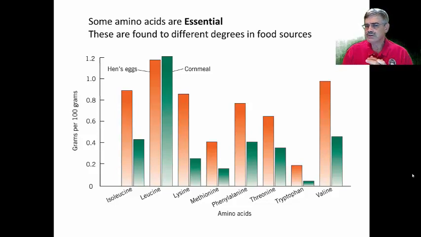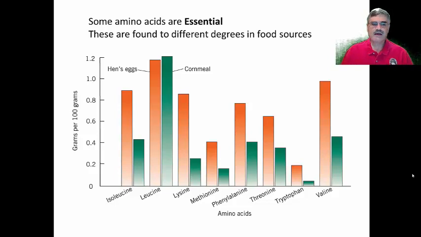Now, by essential, we mean that we must have them in our diets. We must have them because we cannot synthesize them ourselves. About half, actually 9 out of the 20, of the amino acids are essential. We can make the others from scratch or from other molecules that we routinely have in our diet. But for 9 of the amino acids, we cannot synthesize them. We have to have them in our diet. Now, a consequence is that certain food sources are lower in certain amino acids than others.